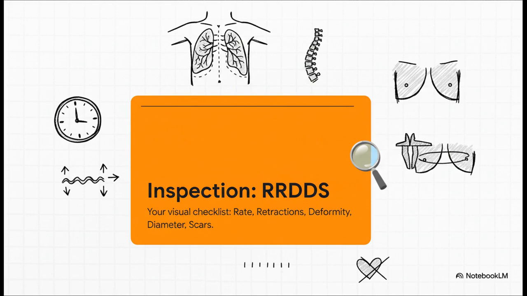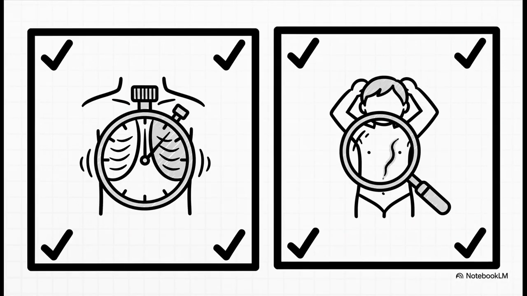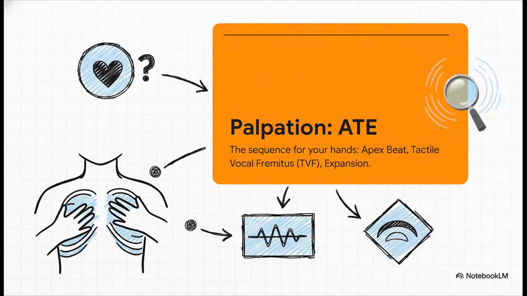And here's a pro tip. Always ask the patient to lift their arms so you can check their sides for a lateral thoracotomy scar. It's so easy to miss. So, I'm going to say it again because it's that important. Always count the respiratory rate and always have the patient lift their arms to check for those hidden lateral thoracotomy scars. These are non-negotiable.